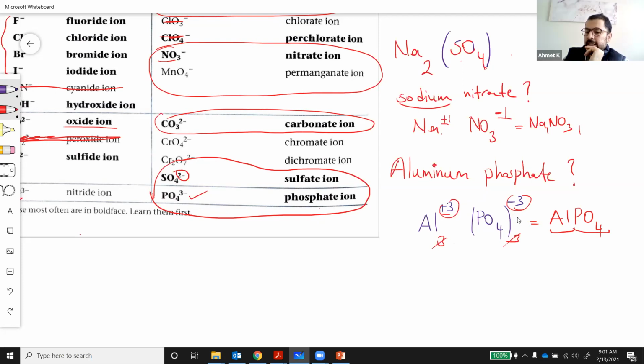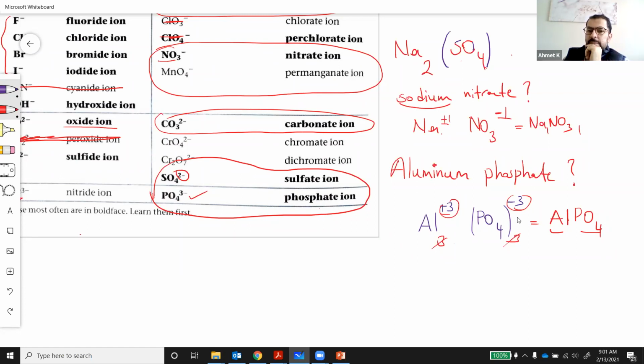So as long as they cancel out, if they are the same number, you don't have to write it. AlPO4 with a 3 is still true, this is good, but again, this is redundant. I don't need to see 3 here. So therefore you just leave it as AlPO4. Make sense? Yes, Professor. All right, good.